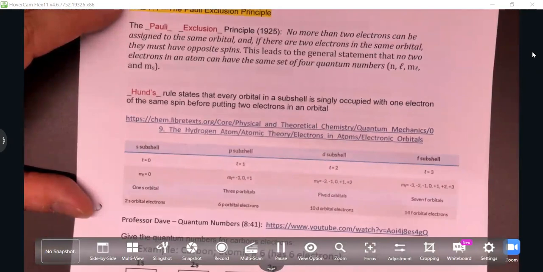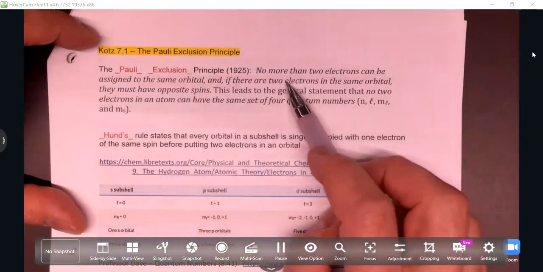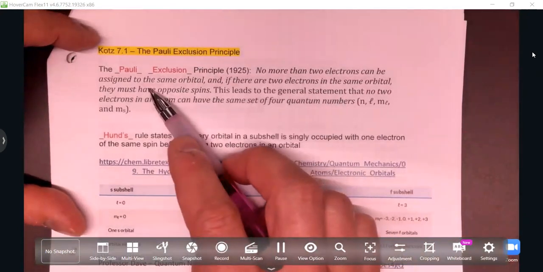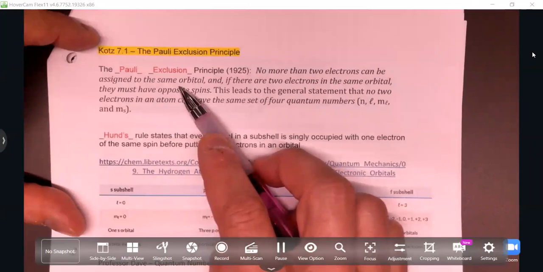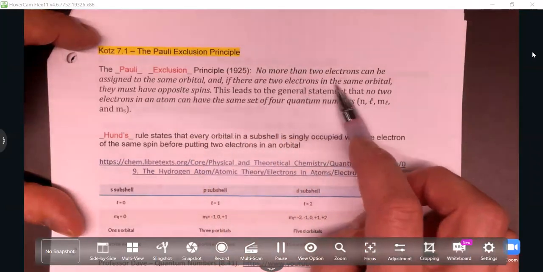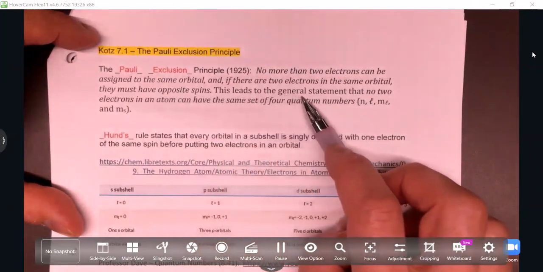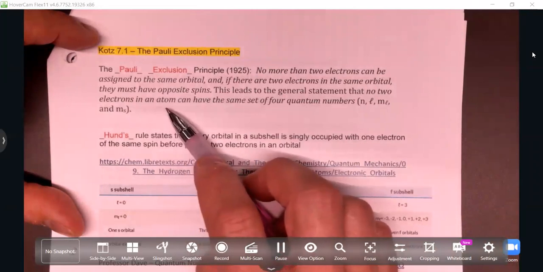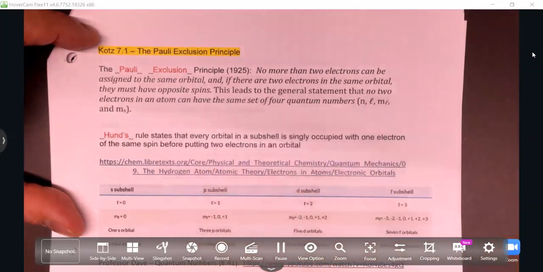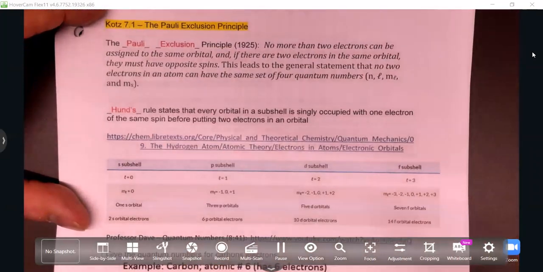So the Pauli exclusion principle: no more than 2 electrons can be assigned to the same orbital. We know that already, and we know that if there are 2 electrons assigned to the same orbital, they're spinning opposite directions. This leads to the general statement that no 2 electrons in an atom can have the same set of 4 quantum numbers, which is what we're going to do right now. And we also did Hund's rule.